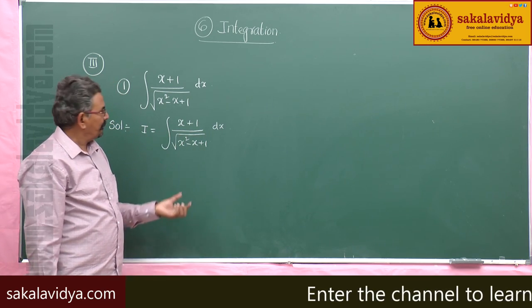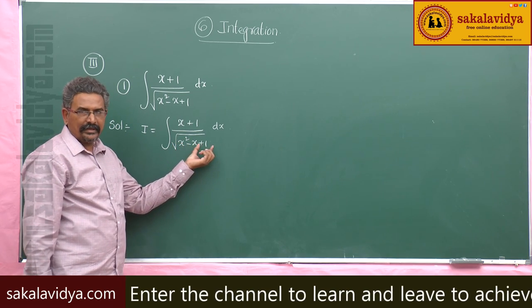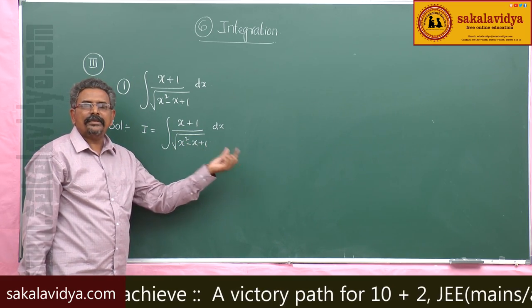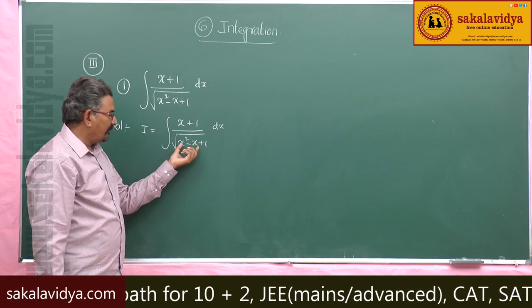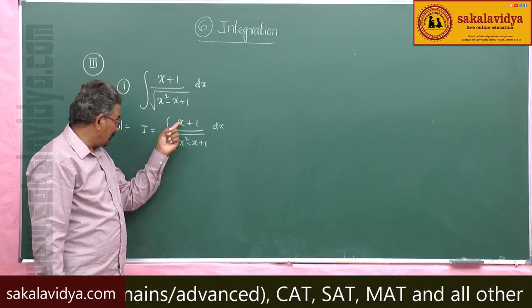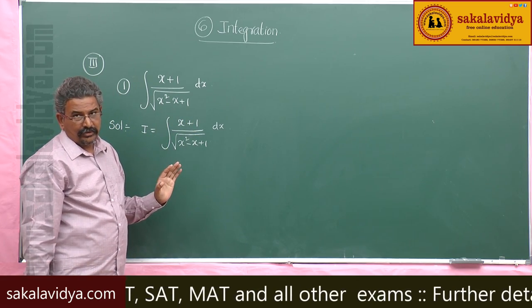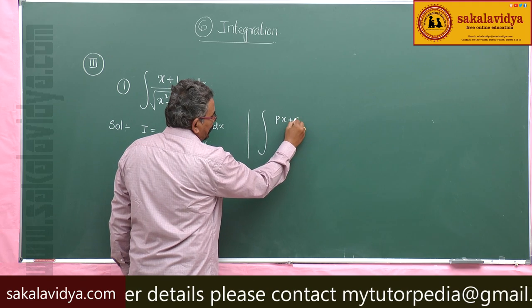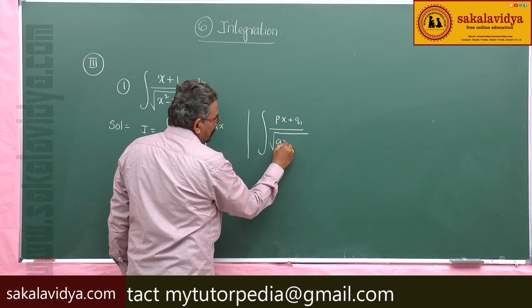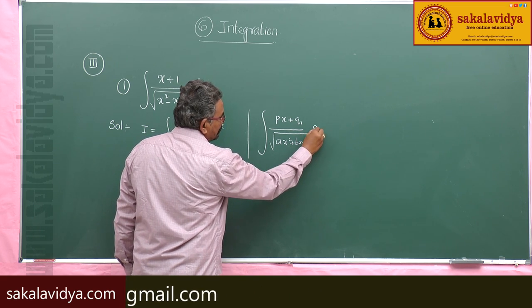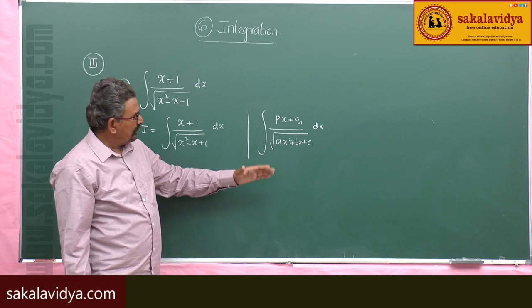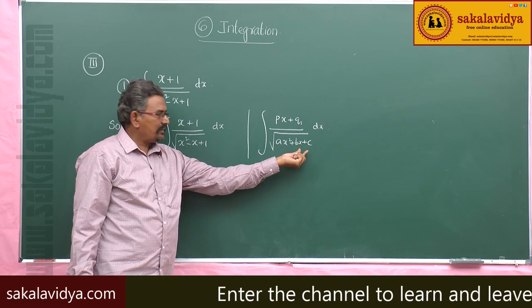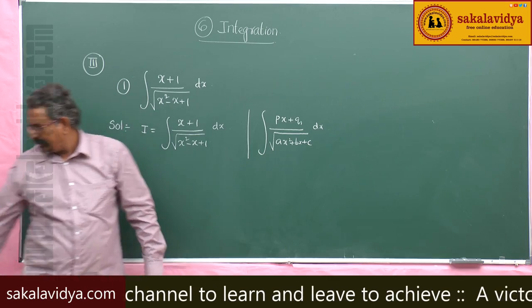Let us observe this problem. Consider the quadratic x square minus x plus 1. What is its derivative? The derivative of x square minus x plus 1 is 2x minus 1, but here we have x plus 1. So this is in the form of the integral of px plus q by root over ax square plus bx plus c dx. We have already discussed how to find integrals of this form. Now let us do it.